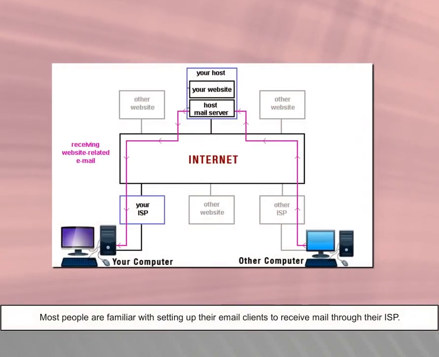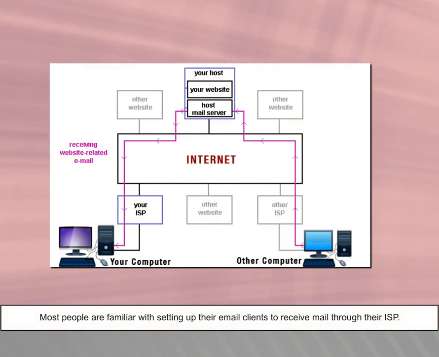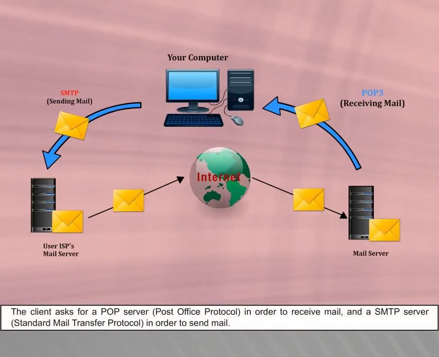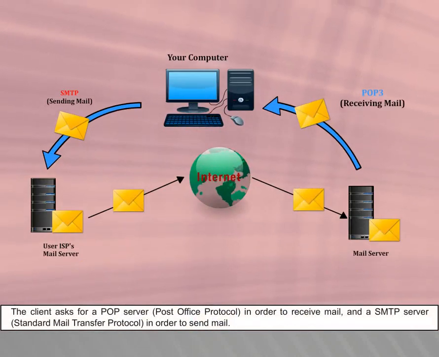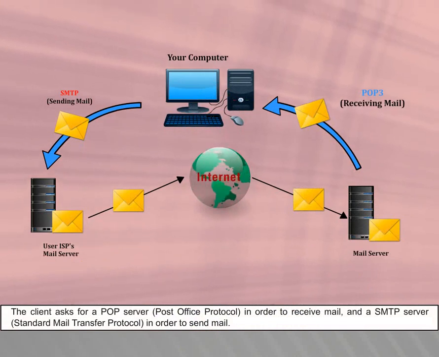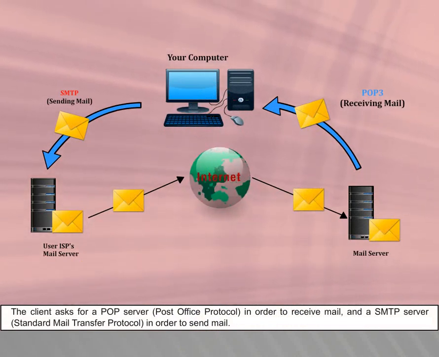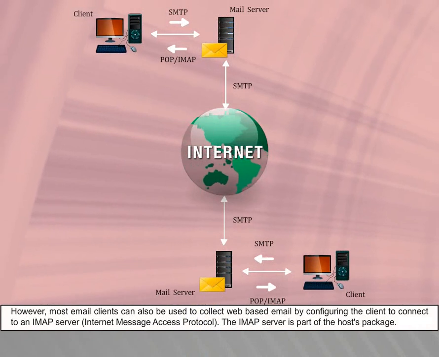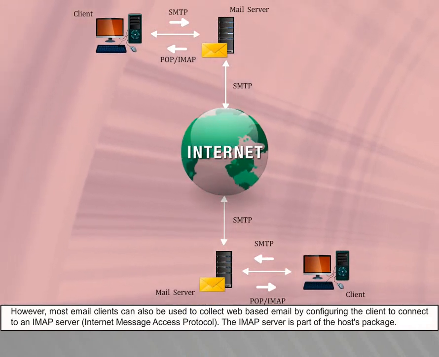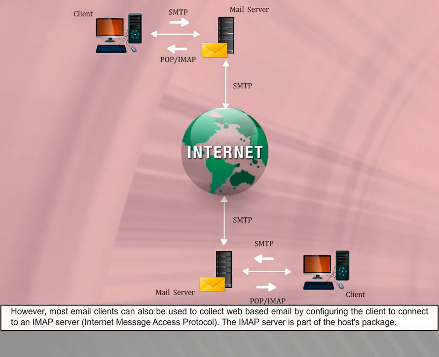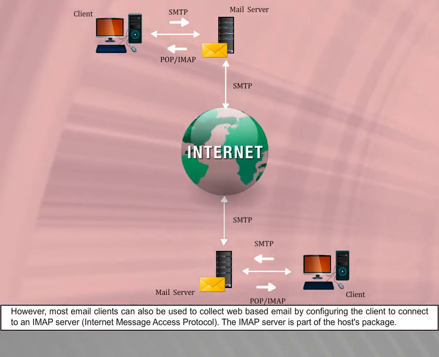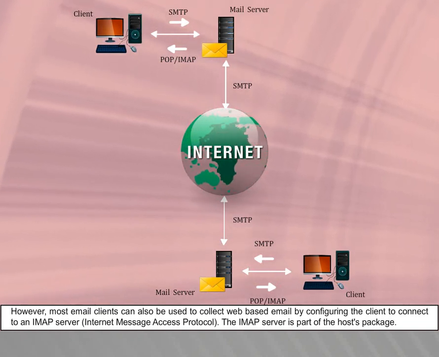Most people are familiar with setting up their email clients to receive mail through their ISP. The client asks for a POP server, that is Post Office Protocol, in order to receive mail, and an SMTP server, that is Simple Mail Transfer Protocol, in order to send mail. However, most email clients can also be used to collect web-based email by configuring the client to connect to an IMAP server, that is Internet Message Access Protocol. The IMAP server is a part of the host package.